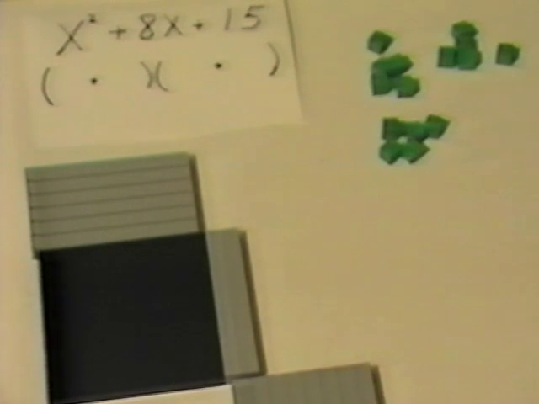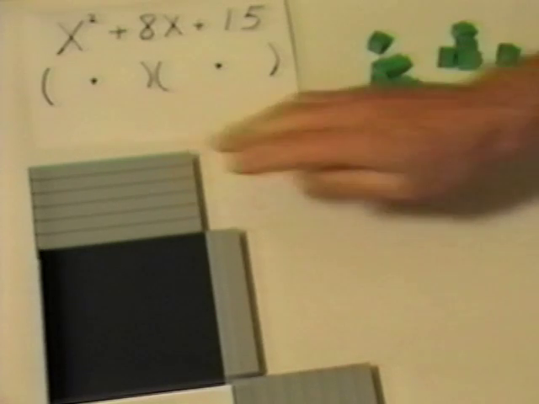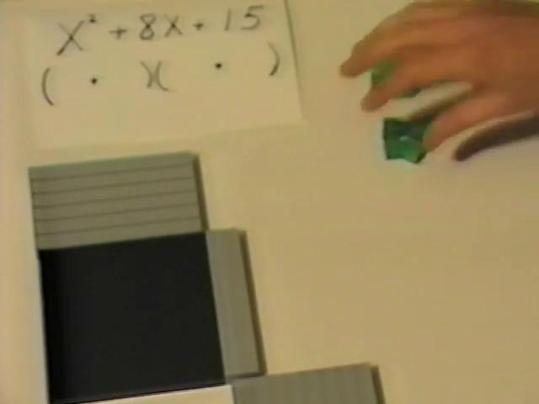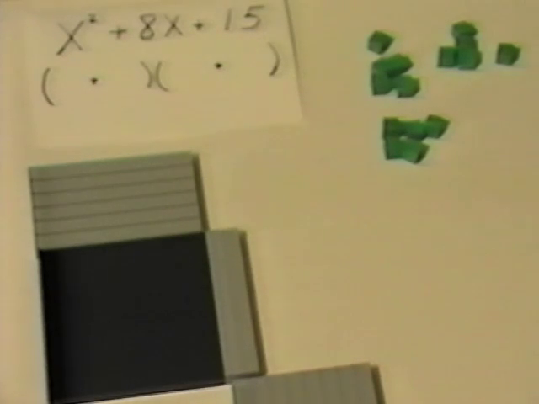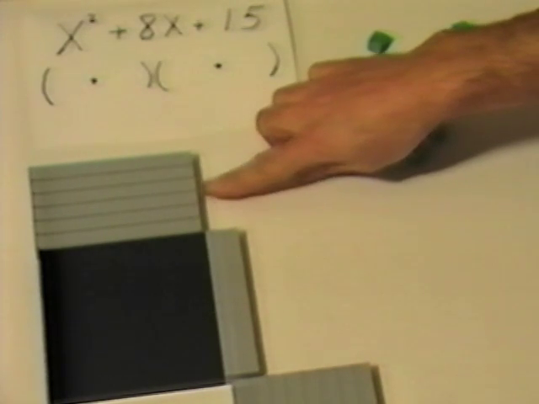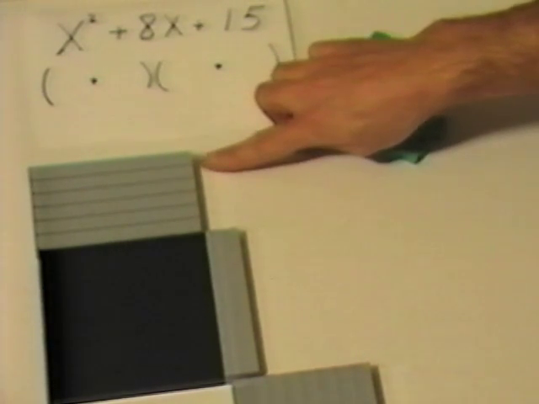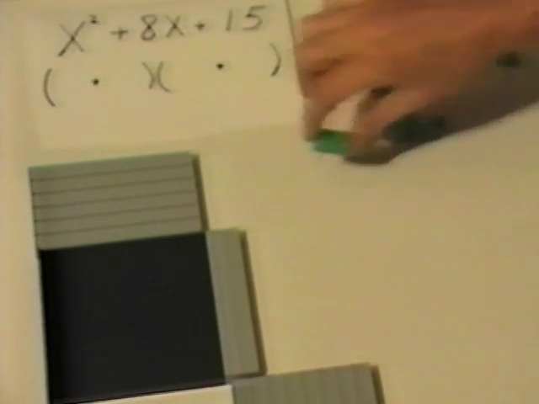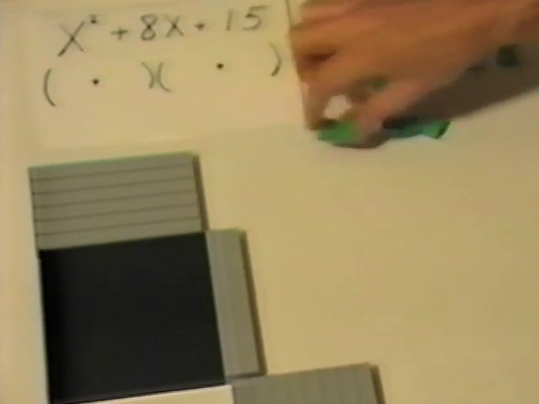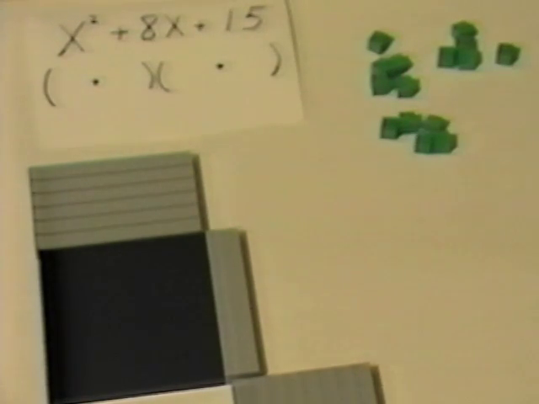Now notice, we are not going to place our x's in the corner until we determine whether or not they will fit. At this point, we have been practicing our skip counting, and we will skip count 2, 4, 6, 8, 10, 12. 15 will not fit in the corner.